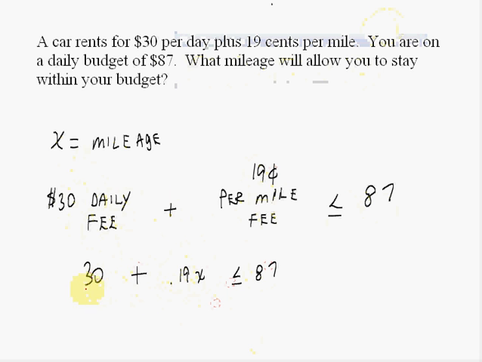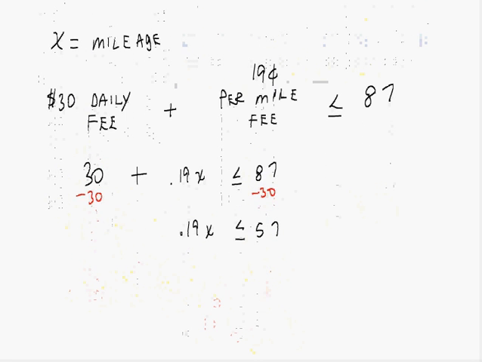We can't combine these because this 30 doesn't have X, but we just subtract 30 from both sides, and we get 0.19x is less than or equal to, well, 87 minus 30 is 57, and then we just divide both sides by 0.19. So 57 divided by 0.19 turns out to be 300.